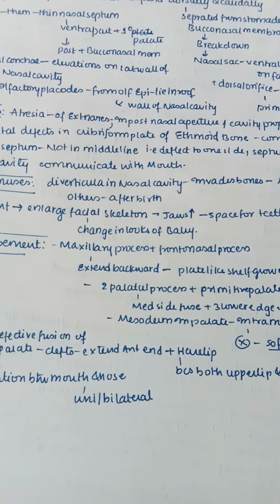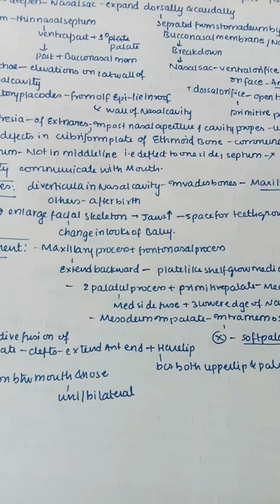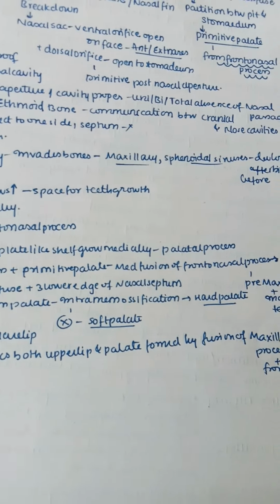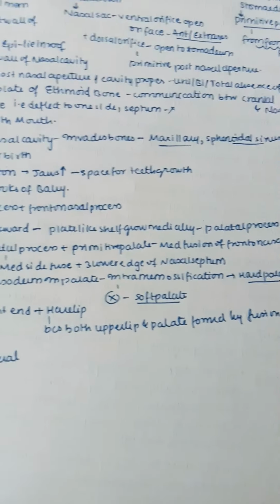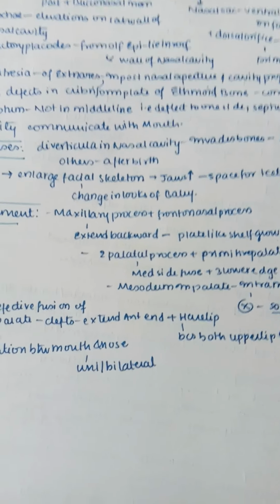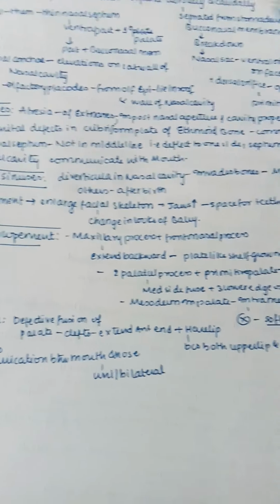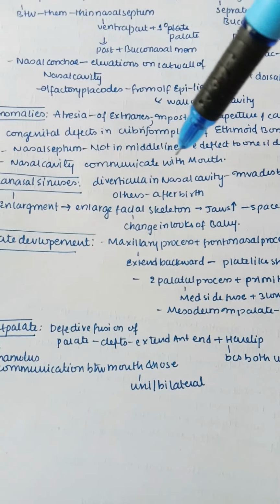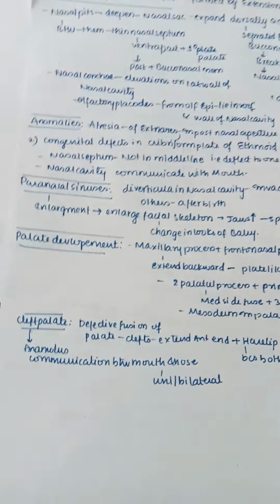And next let us see congenital defects in the cribriform plate of the ethmoid bone. We know it is just above our nose, so there is communication between the cranial and nasal cavities, and the nasal septum is sometimes not in the midline, that is, a defect to one side, or the septum may be absent, and the nasal cavity communicating with the mouth is also an anomaly.